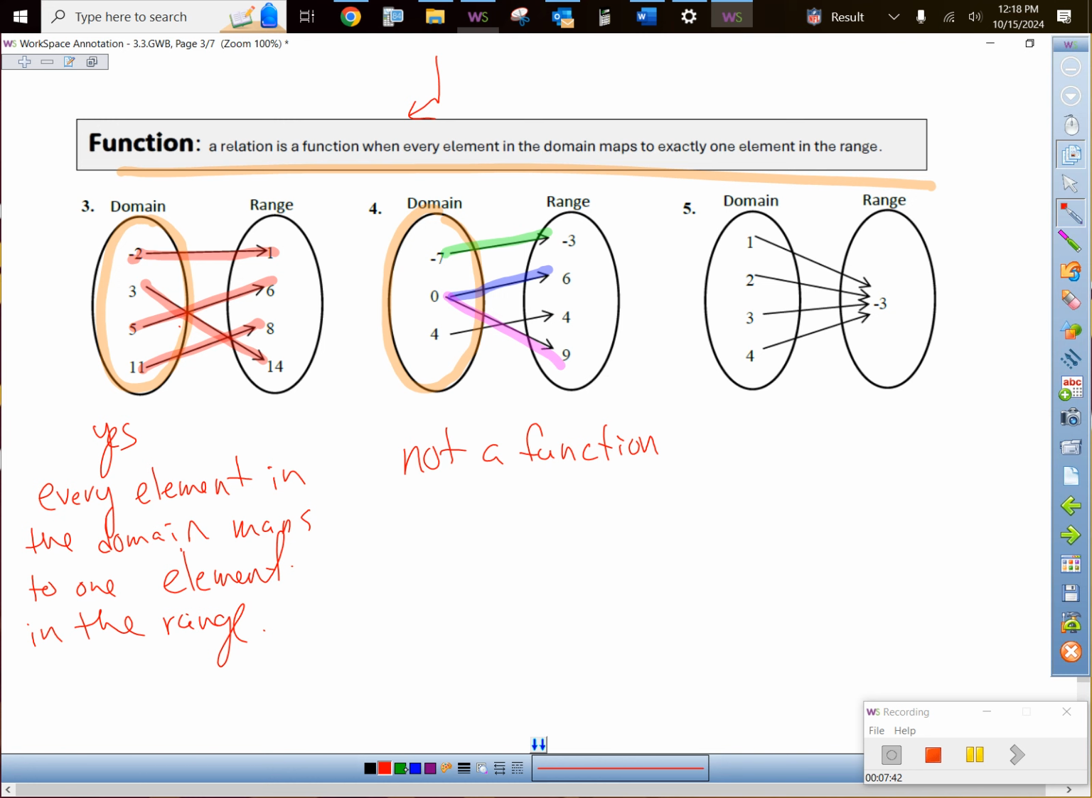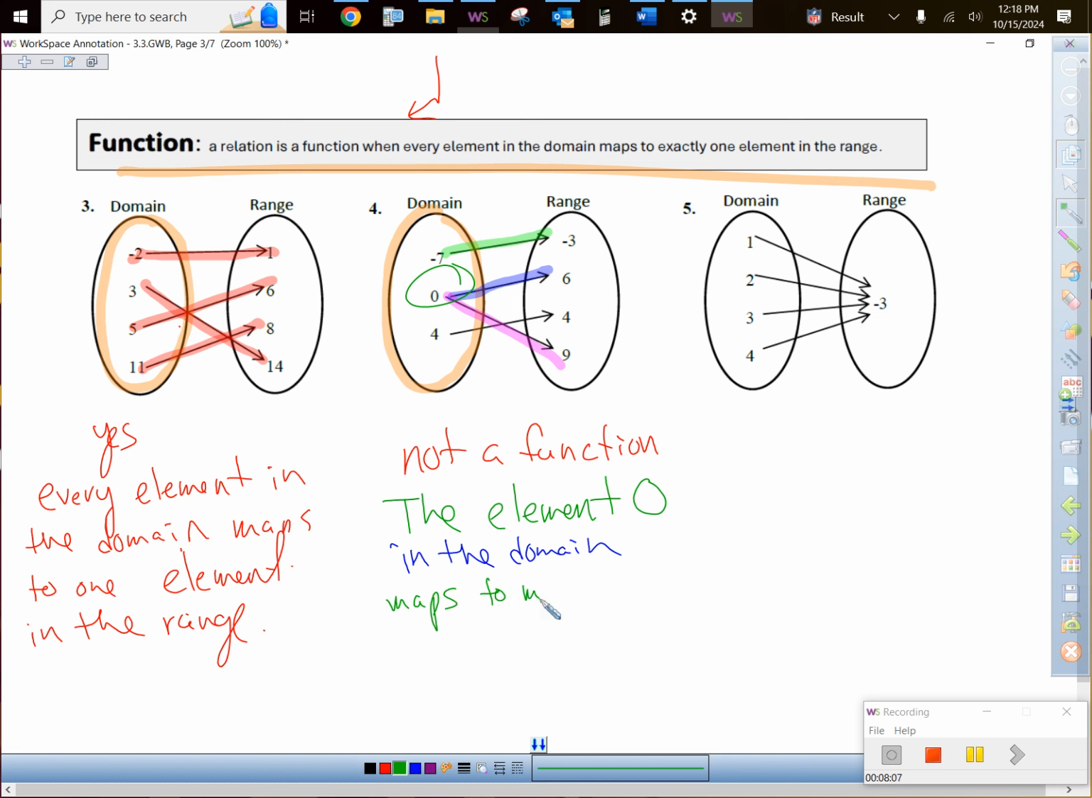So what do we say here? Who's the bad guy? 0. 0 is the bad guy. So we'll say the element 0. And here's the important part. Where is he at? In the domain or in the range? Where's 0 at? In the domain. So the element 0 in the domain maps to more than one element in the range.